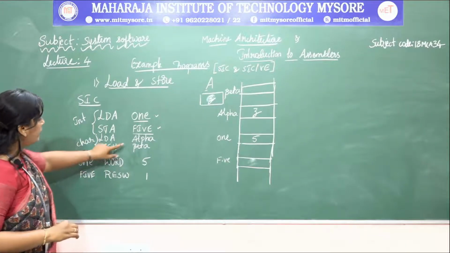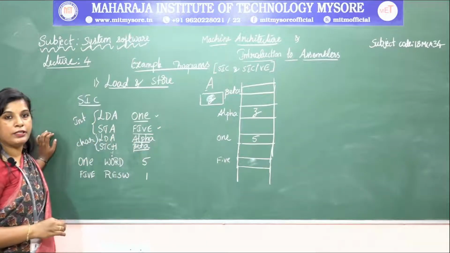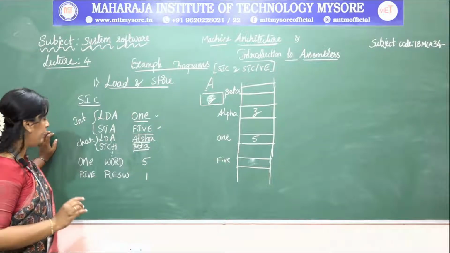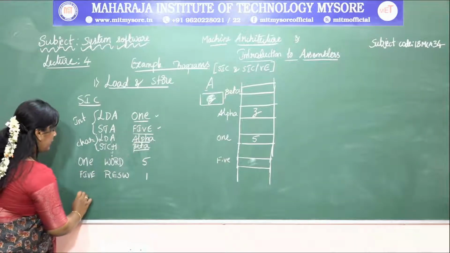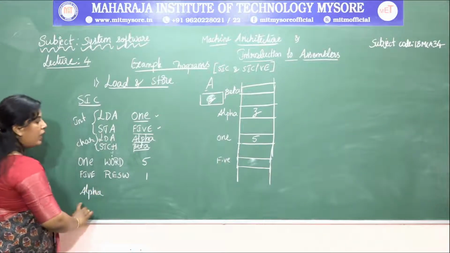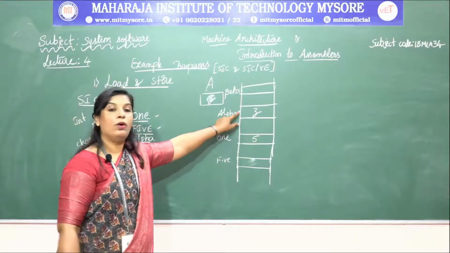These two instructions are for integer, and these two instructions are for character. After that, of course, we are using two more variables here. Those variables must be defined in the label field. So what are the variables we are using? Alpha and Beta.